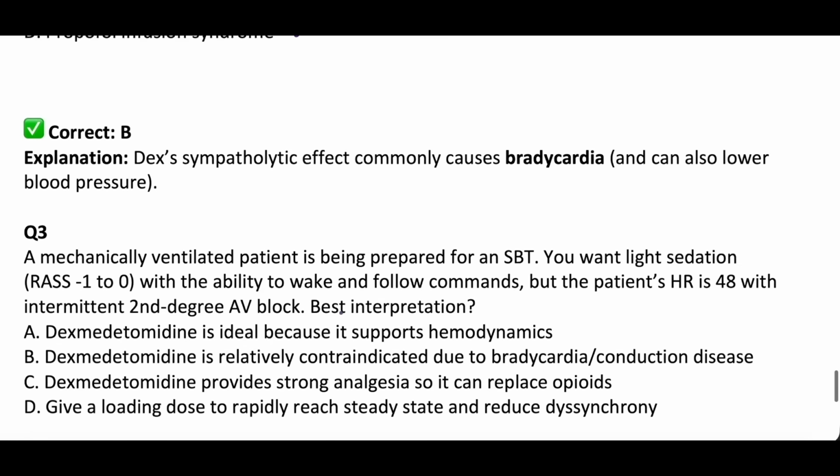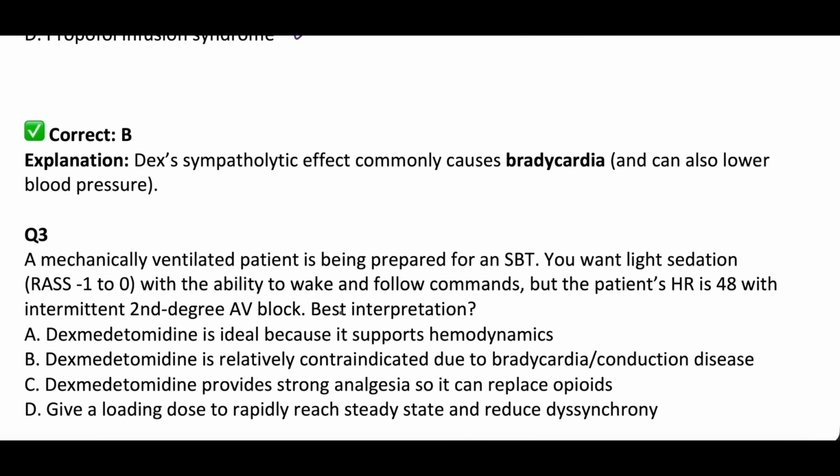Last question, question 3. A mechanically ventilated patient is being prepared for an SBT. You want light sedation, RASS of -1 to 0, with the ability to wake and follow commands, but the patient's heart rate is 48 with intermittent second-degree AV block. What is the best interpretation? A, dexmedetomidine is ideal because it supports hemodynamics. B, dexmedetomidine is relatively contraindicated due to bradycardia and conduction disease. C, dexmedetomidine provides strong analgesia so it can replace opiates. Or D, give a loading dose to rapidly reach steady state and reduce desynchrony.